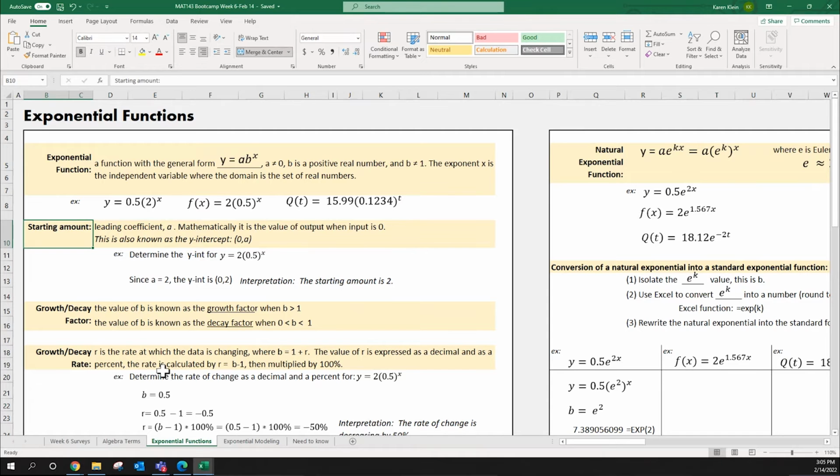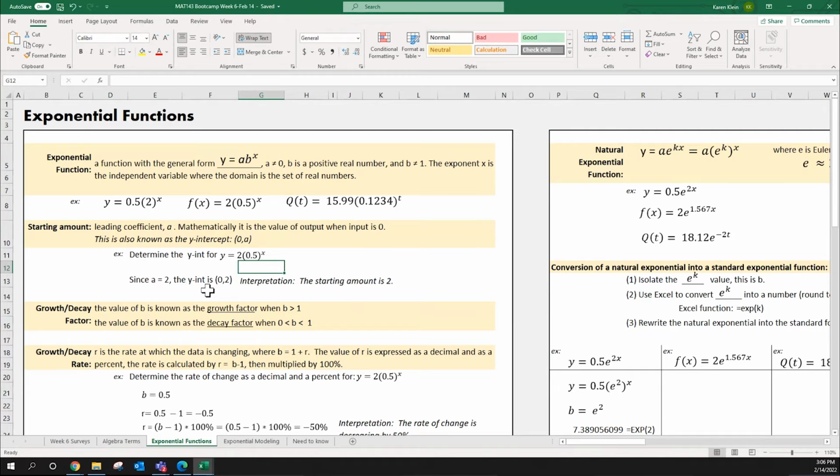So let's look at that starting amount. The starting amount is going to be our leading coefficient. So the value of a is going to be where this function is starting. In other words, where is the input equal to 0? This is also known as the y-intercept. So for this example, it says determine the y-intercept for the following exponential. Basically, all we have to do is look at what the a value is. My a value is 2, therefore my y-intercept is going to be (0, 2). My interpretation of that is just going to be that the starting amount is 2. That's where we begin when our x is equal to 0.